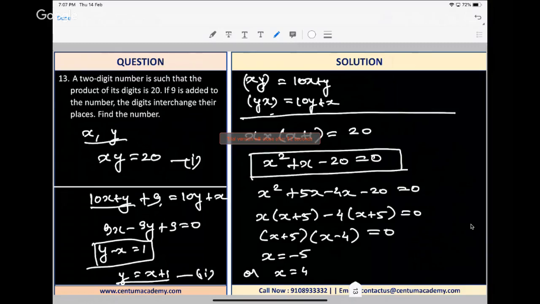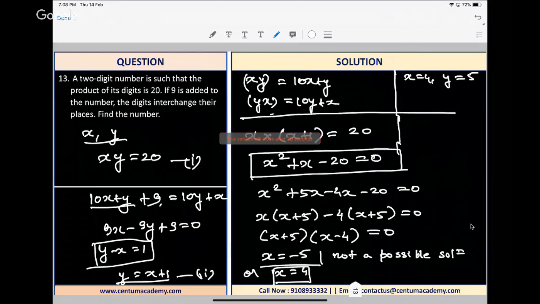But my dear friends, x equals minus 5 is not a feasible solution. Not a possible solution. Why? Because digits cannot be negative. So what is the correct solution? x equals 4. So if x equals 4, then y equals 5. So let us check. x equals 4 and hence y is equal to 5 because 4 into 5 is 20. So hence the number is 45, and if you add 9 to it, you'll get 54. The digits reverse the order. So hence our solution is correct.